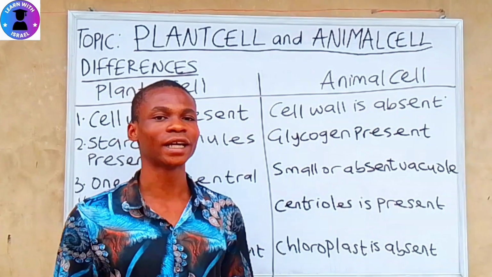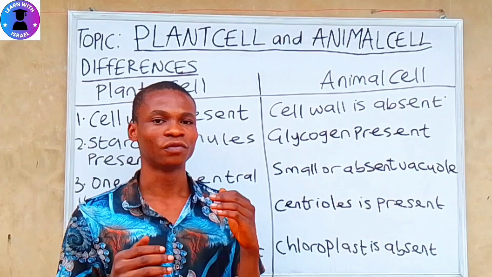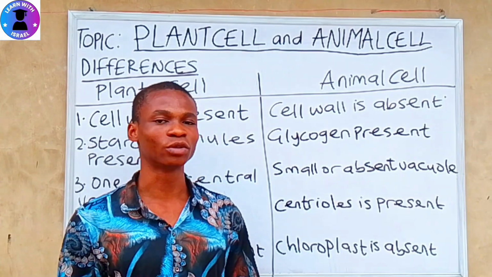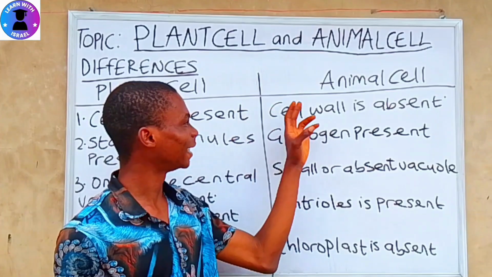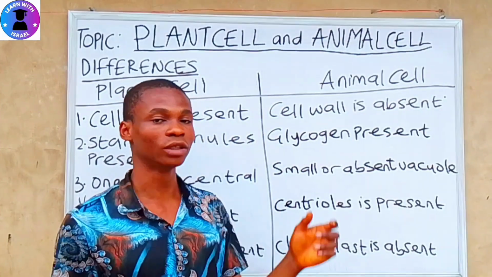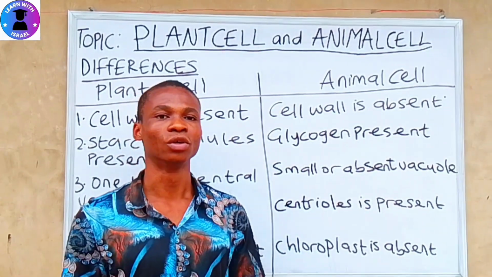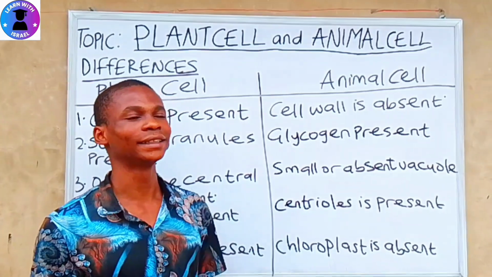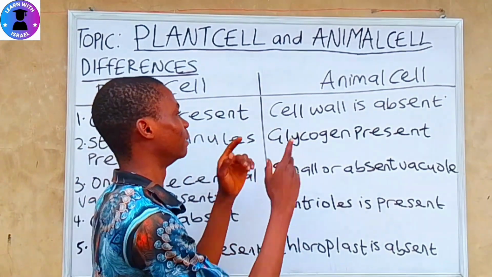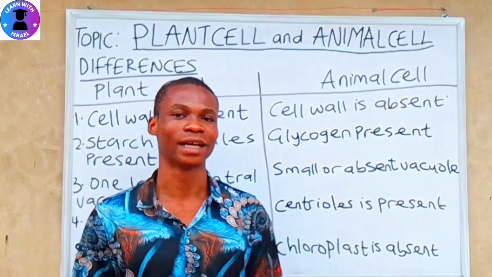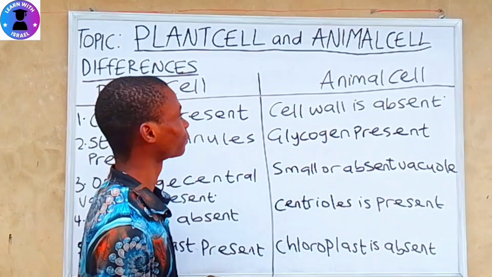So now we've treated the definition of cell. We've highlighted the similarities between both plant cell and animal cell, and we've identified the key differences between animal cell and plant cell. So now I'll be showing you guys the well-detailed labeled diagram of both plant cell and animal cell. Stay tuned guys and let's learn together.